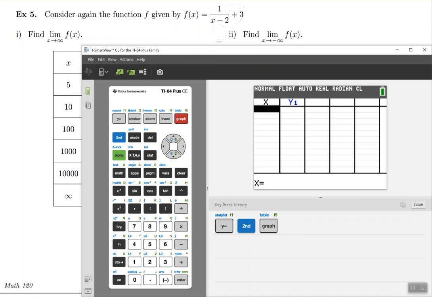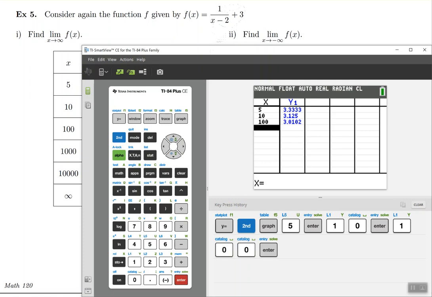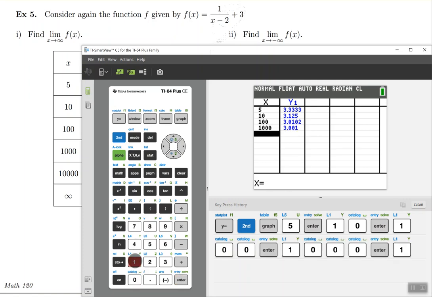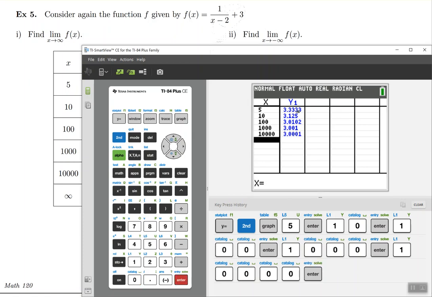It doesn't matter. So I'm going to type in the numbers in the first table, which are 5, 10, 100, and so on and so forth. And the thing that I want you to be noticing right now is what do the blue numbers look like? As you can see, the blue numbers all look like 3.3, 3.1, 3.01, 3.001. The bigger the number, as a matter of fact, the closer I am to 3.